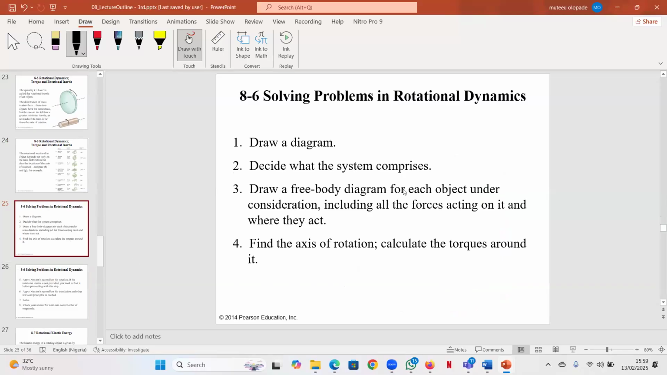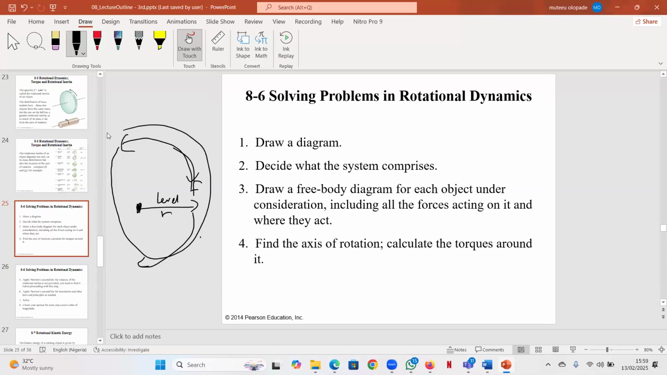So now, in order to draw this, all you need to do is have a sketch. If your force acts this way, just like I informed you about the tap being fixed, this is the lever, and that's the perpendicular distance R. If a force is applied this way, you see the lever moving this way. If it's applied the other way, the lever moves that way. So you find the axis of rotation, then calculate the torque around it.